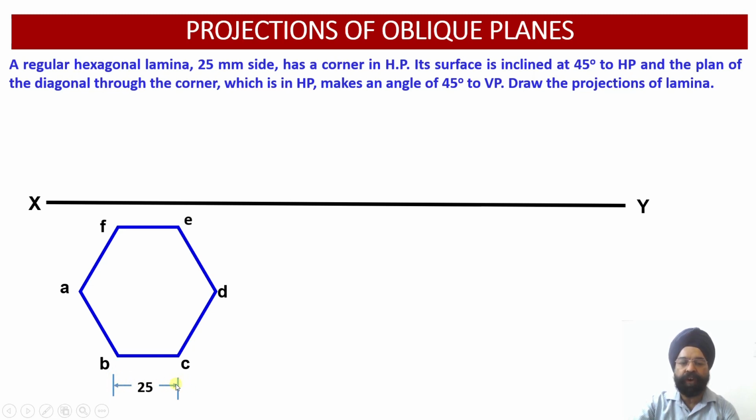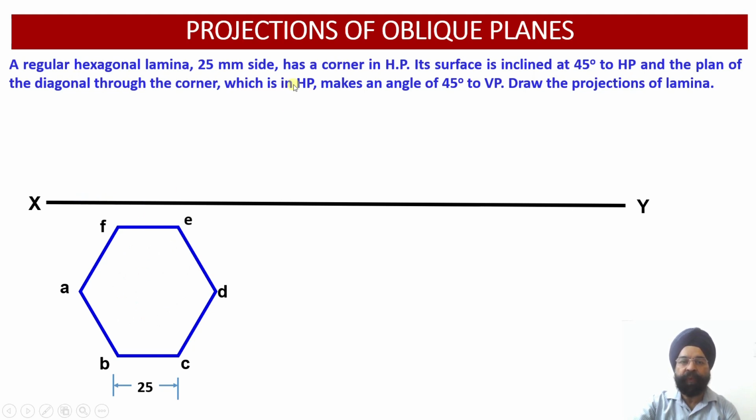So the edge has been drawn as 25 millimeter. Having drawn this, we have obtained the true shape of the lamina on the horizontal plane in the top view, which is the true shape of the lamina. Now let us draw the front view.